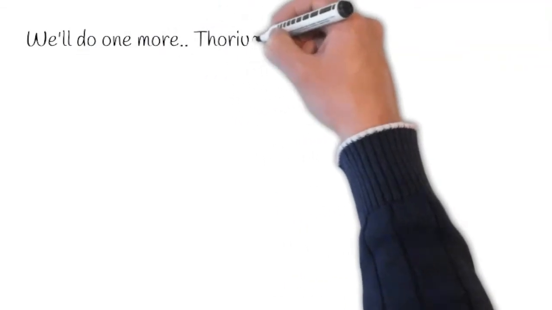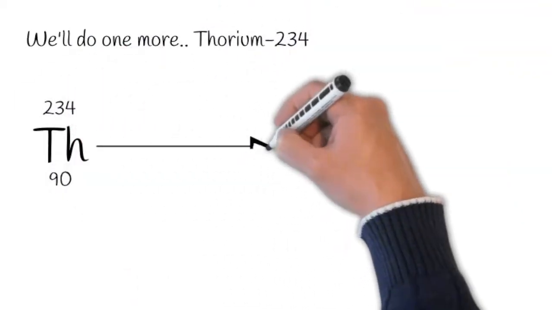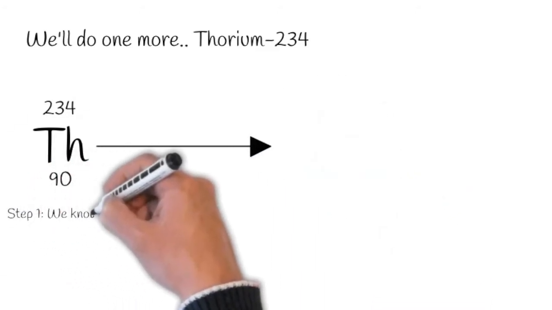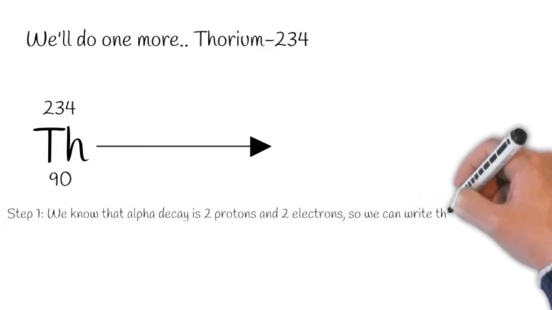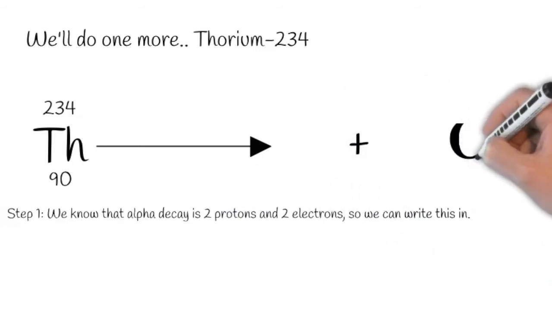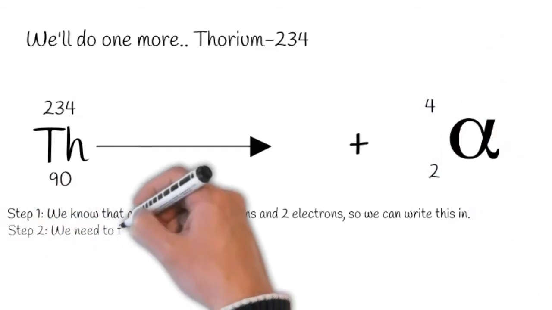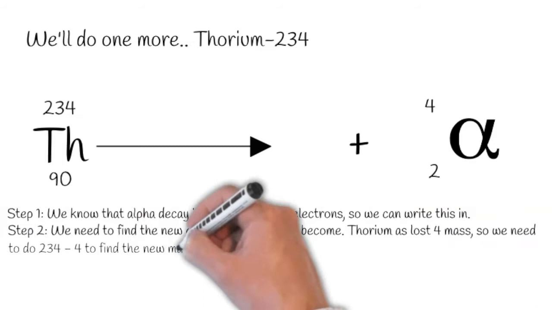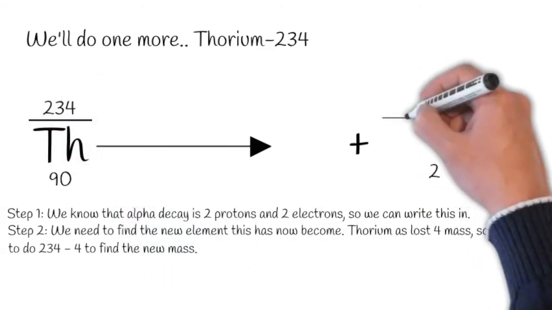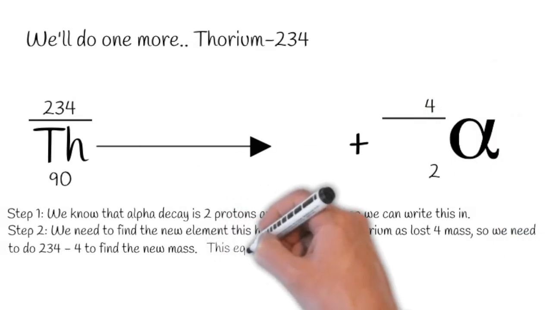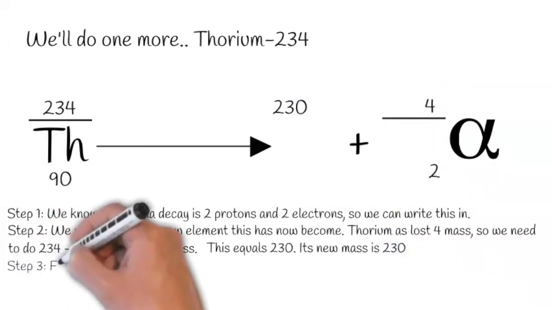We'll do one more. Thorium 234 going through alpha decay. So again, in step 1, we know that alpha decay is 2 protons and 2 neutrons, so we can write this above. Step 2, we need to find the new element this has now become. Thorium has lost 4 mass, so we can do the 234 minus the 4 to find the new mass, so it's 230. So we can write that in.